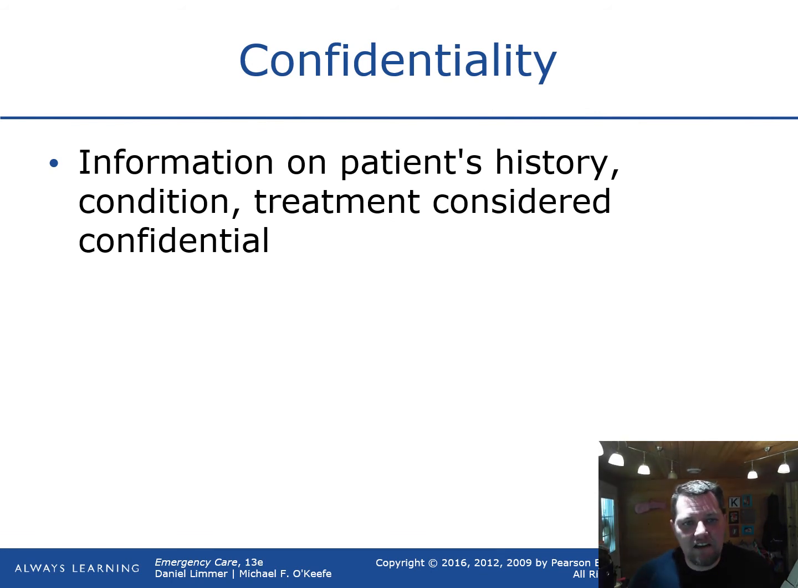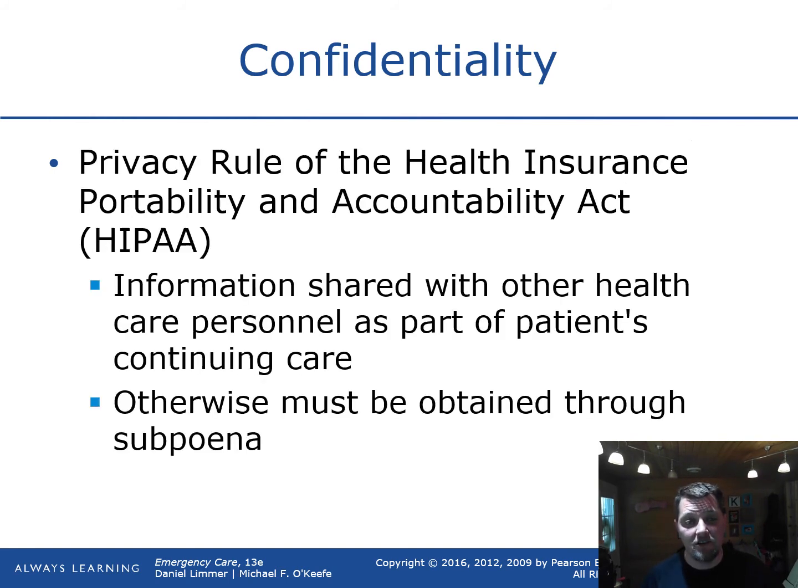Okay, so confidentiality. This is information on patient's history, condition, treatment, considered confidential. The privacy rule of the Health Insurance Portability and Accountability Act, HIPAA. We're not going to get too in-depth in HIPAA. That's like 90-some thousand pages long. So the basics of it is that information is shared with other healthcare personnel as part of the patient's continuing care, or it otherwise must be obtained through a subpoena. So we can share the information with other healthcare providers that are part of that continuing care.